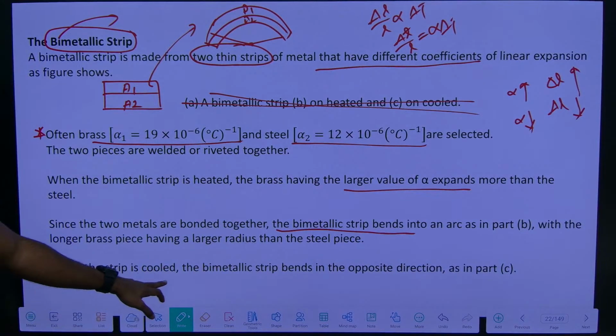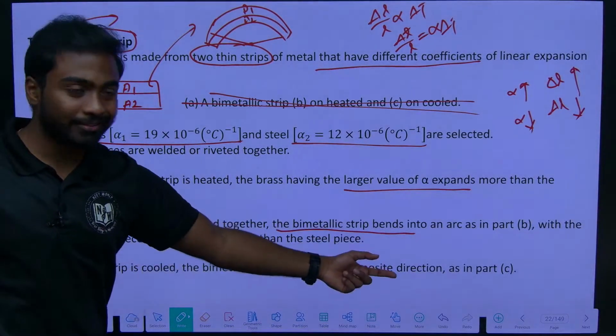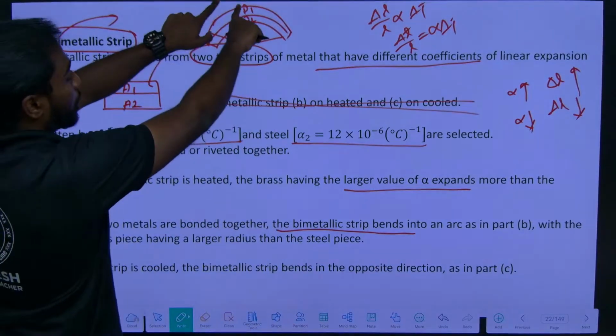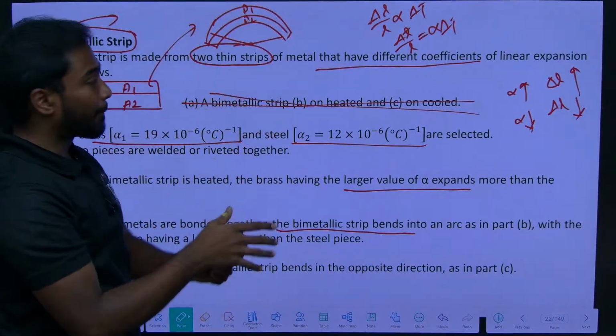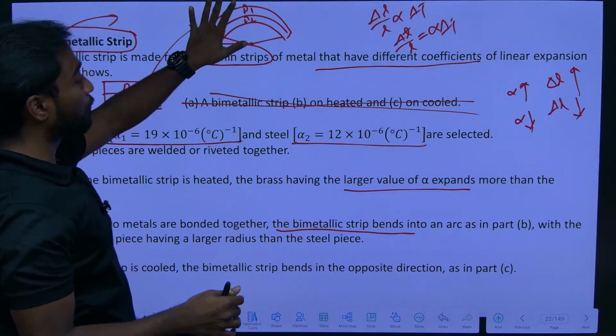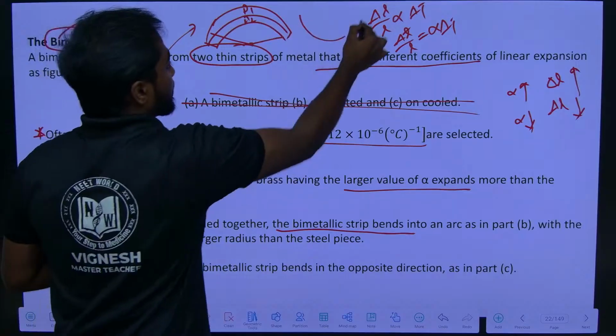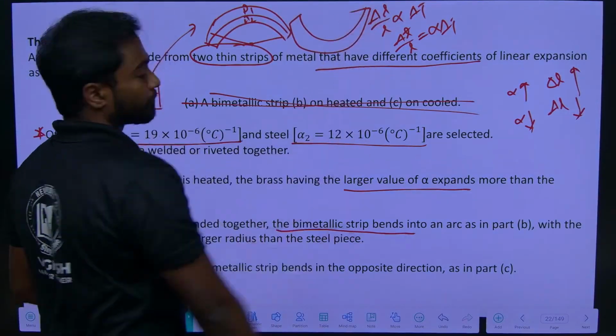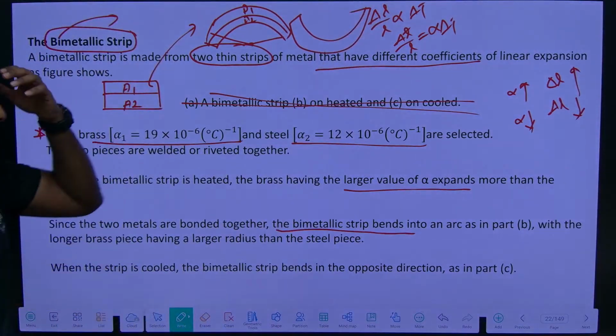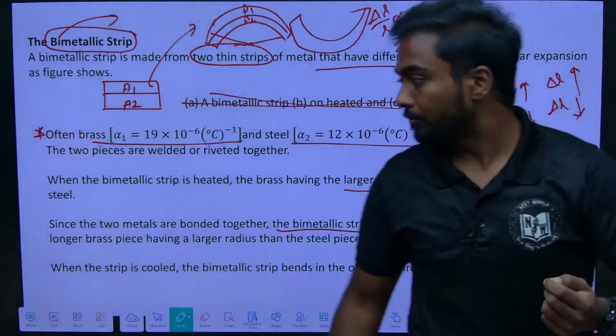When the strip is cooled, the bimetallic strip bends in the opposite direction. So when we are heating, it will bend in this direction. Suppose it is given in this direction, if they cool, in which direction will it change? In the opposite direction. It will be changing like this. Okay, so this is about the bimetallic strip concept.